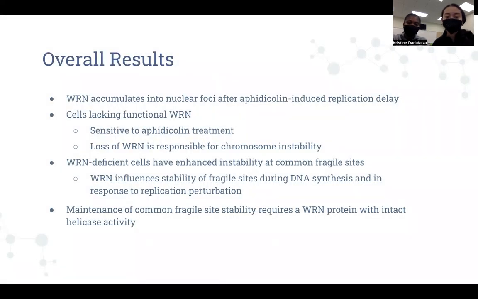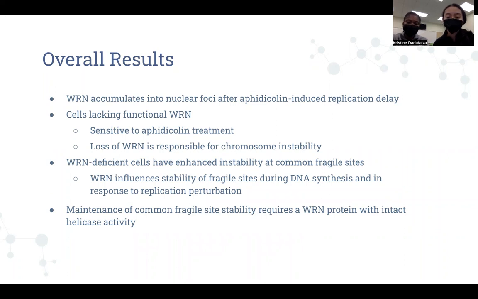In this experiment, there were a total of 4 separate tests that ultimately led up to our main goal in the final test. In the first test, it was proved that WRN is implicated in the response to replication slowdown induced by acetylcholine. In the second test, it demonstrated that Werner syndrome cells are sensitive to acetylcholine treatment and the loss of WRN is responsible for chromosome instability.